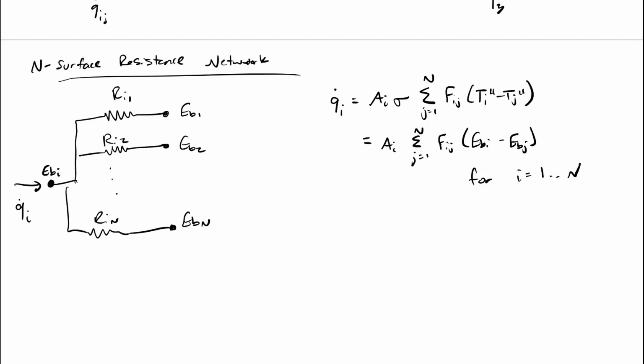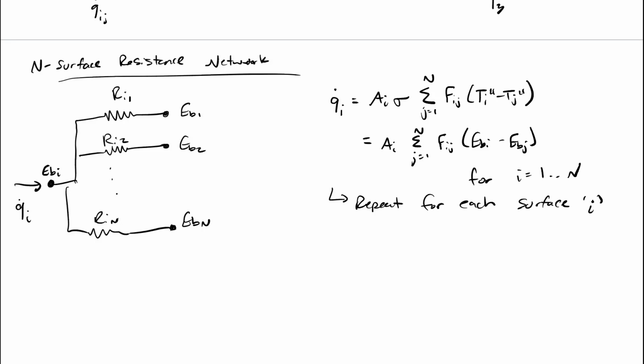I then have to repeat this for each surface, each surface I. Let me make sure I wrote this right. So for I equals 1. Okay, so we're repeating this for each surface I, and then we have N equations. We have N equations in this system that describe an energy balance on each surface.